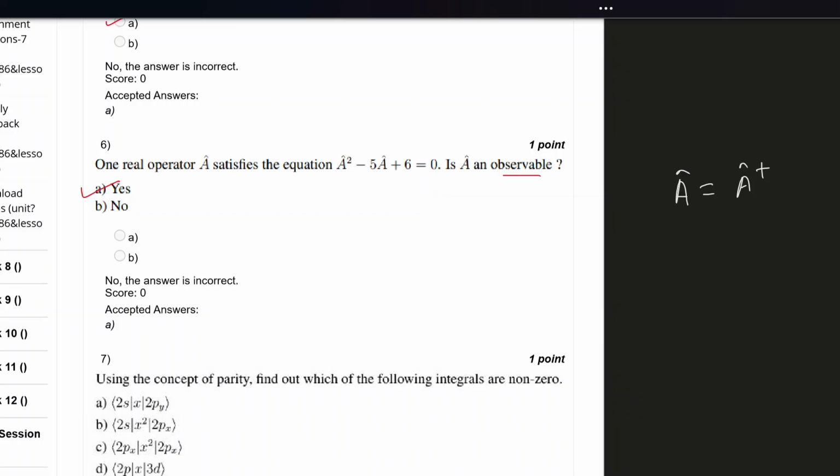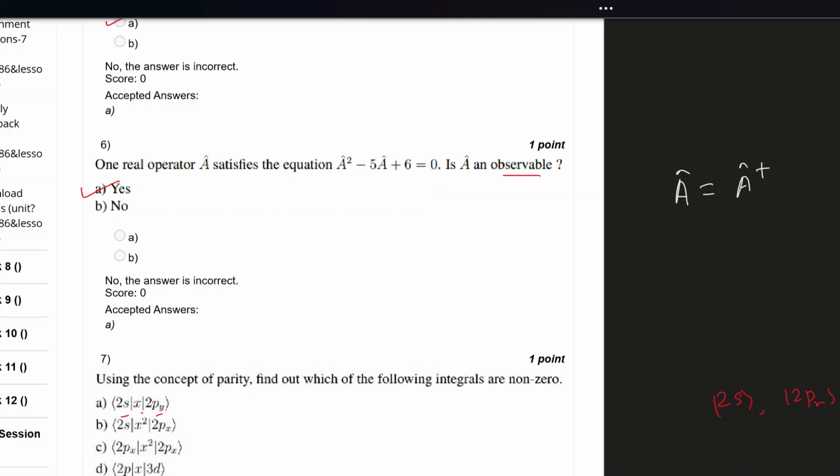Now question number 7 is, using the concept of parity, find out which of the following integrals are non-zero. There are several integral relations given with s, p, d orbitals. These are the functions in the integrals, as hydrogen-like wave functions, giving you these orbitals 2s or 2px, 2py, etc. These are hydrogen-like orbital wave functions.